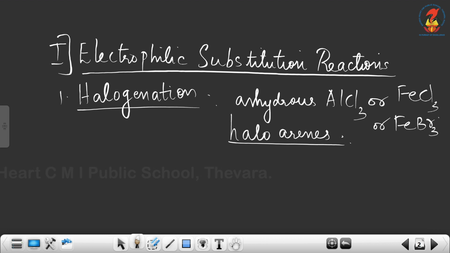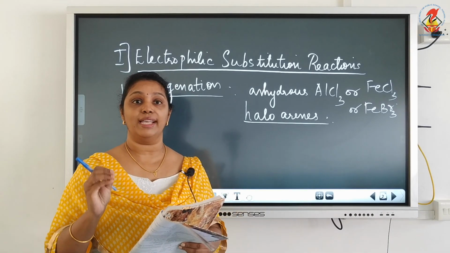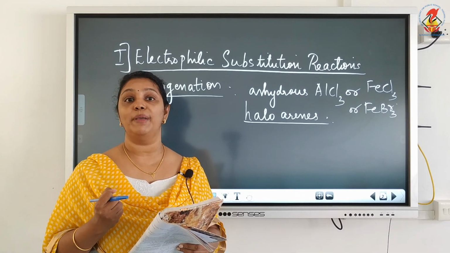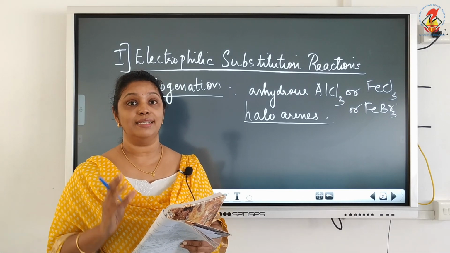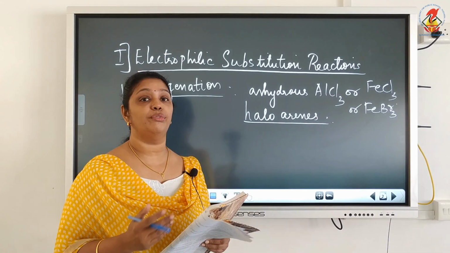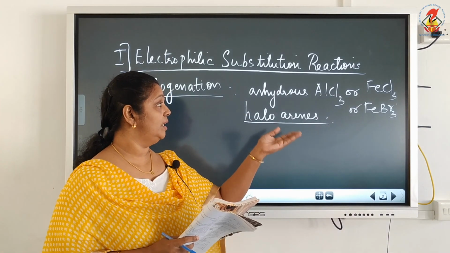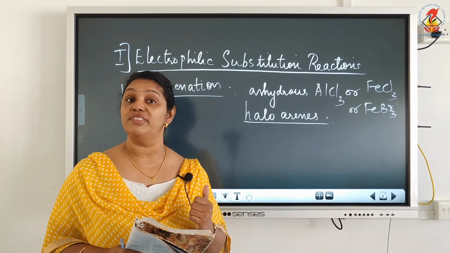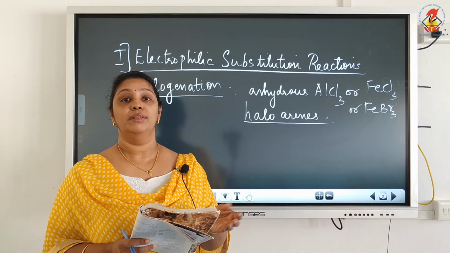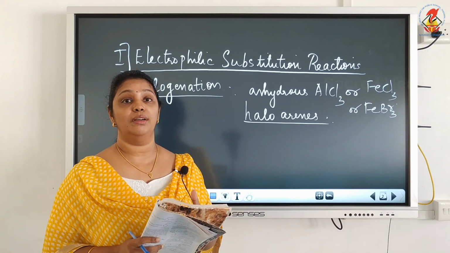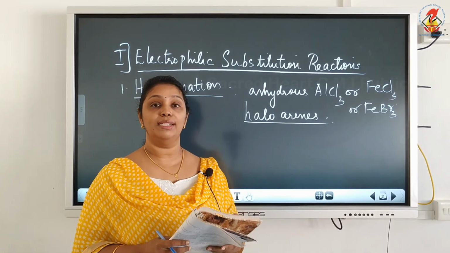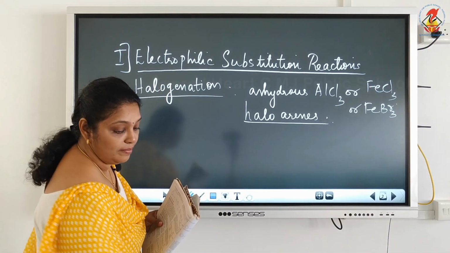Okay, how is it done? Benzene reacts with halogen in presence of a Lewis acid. Lewis acids are electron pair acceptors, like anhydrous aluminium chloride or ferric chloride or ferric bromide. We know that aluminium chloride and ferric chloride are electron deficient species, which means they act as Lewis acids. And what is the product formed on halogenation of benzene? Haloarenes.